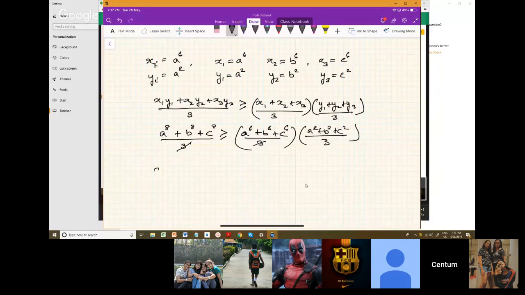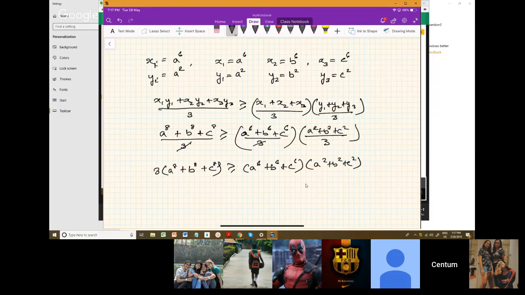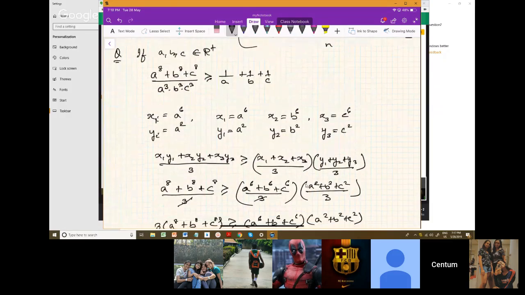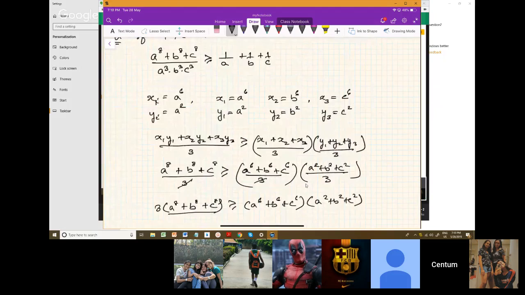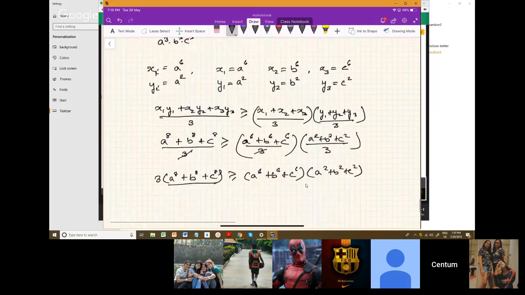The inequality becomes 3 times a to the power 8 plus b to the power 8 plus c to the power 8 is greater than or equal to a to the power 6 plus b to the power 6 plus c to the power 6 times a square plus b square plus c square. Okay, this is what the first part of the inequality is. Now we are getting a to the power 8 plus b to the power 8 plus c to the power 8. Now let us see whether we can go further.